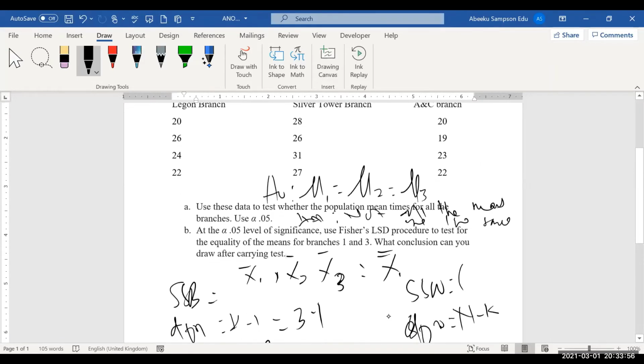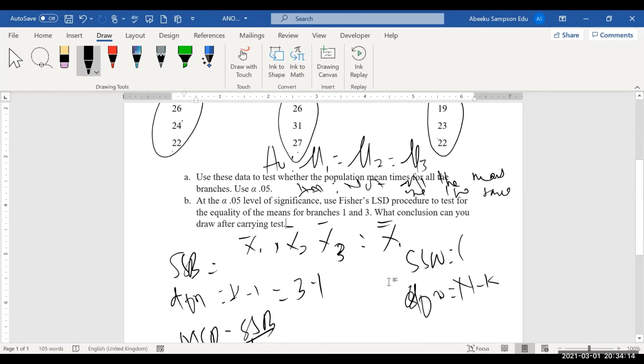elements, which is a sample for each of the independent or distinct samples that you have. In this case, they are still the same. So 1, 2, 3, 4, 1, 2, 3, 4, 1, 2, 3, 4. That will give you 12. So 12 minus 3 shall give you this.